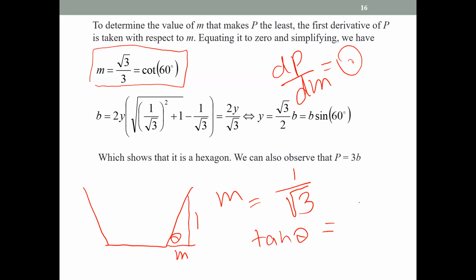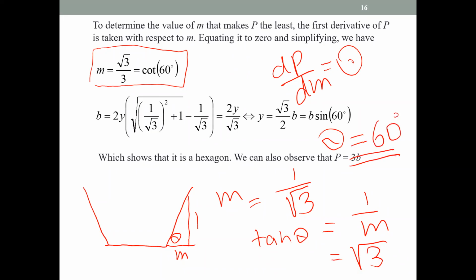Tan theta is equal to 1 over m, right? So m is equal to 1 over square root of 3. In other words, tan theta is equal to square root of 3. So theta is equal to 60 degrees. In other words, it is a half hexagon. When the angle theta is equal to 60, what it means is that this is a half hexagon.